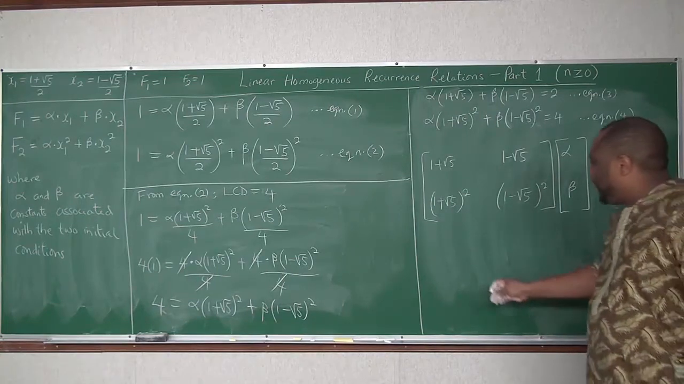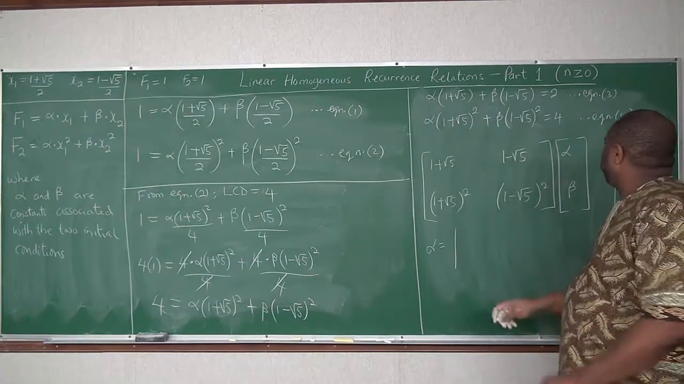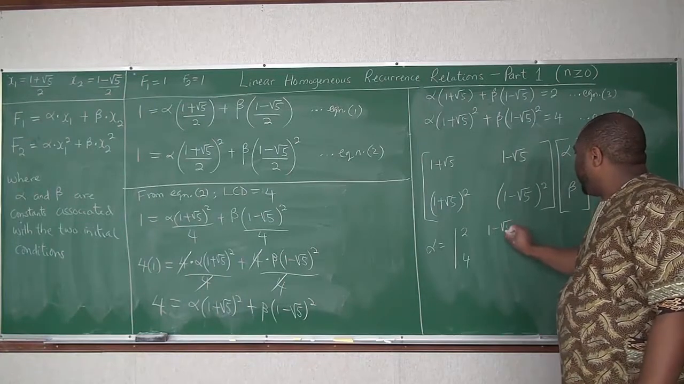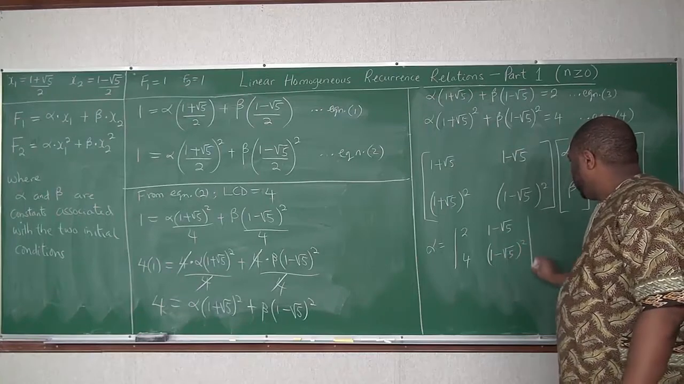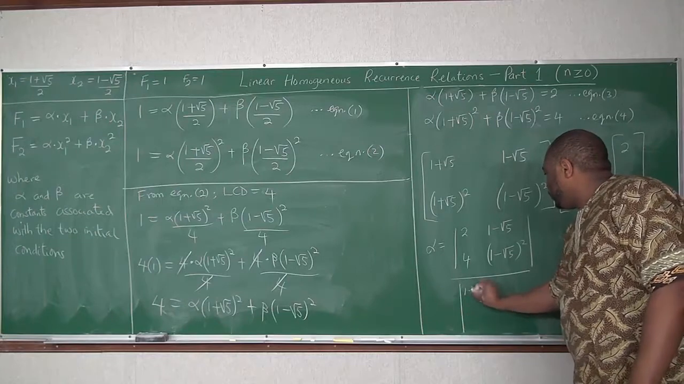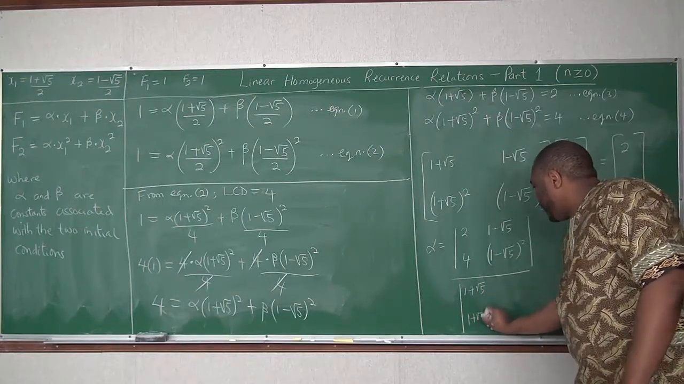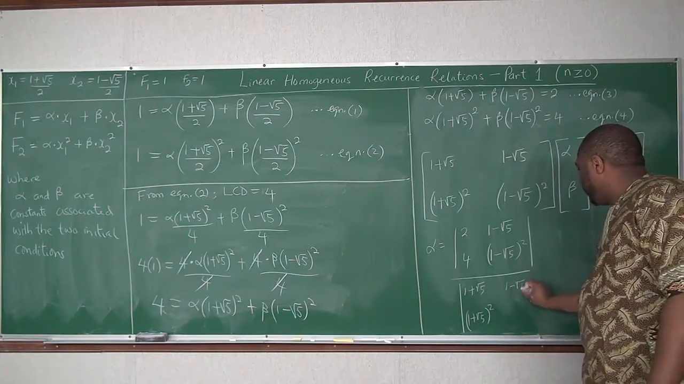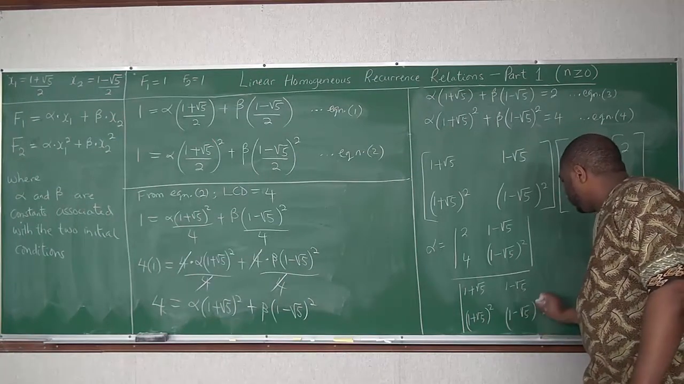Alright, so what's my alpha? Alpha will be determinant 2, 4, 1 minus root 5, 1 minus root 5 all squared, all over determinant 1 plus root 5 by column 1 plus root 5 all squared, 1 minus root 5, 1 minus root 5 all squared.